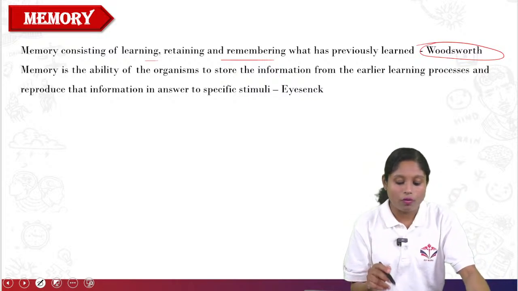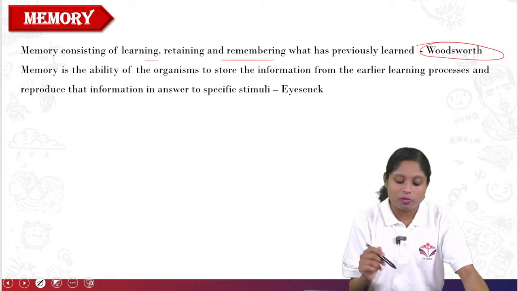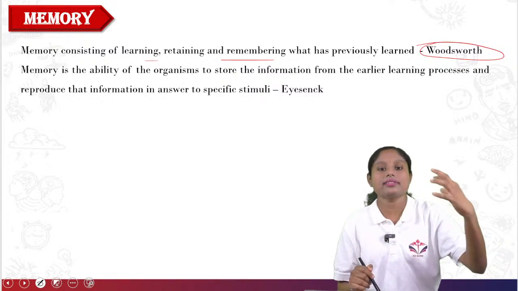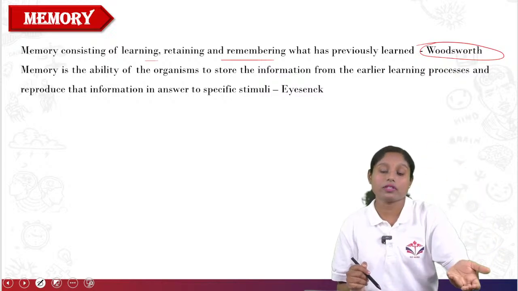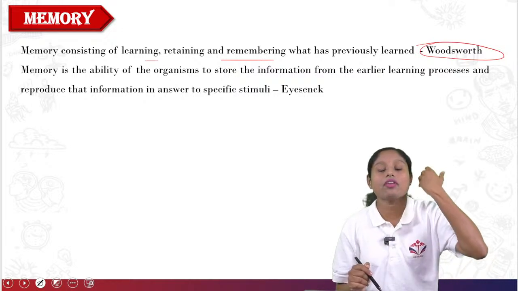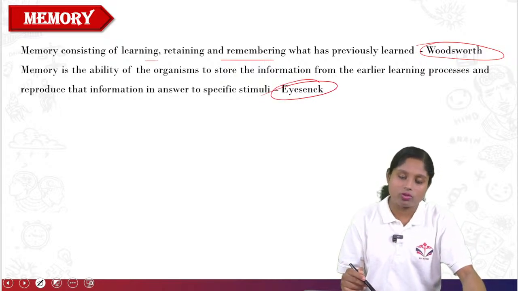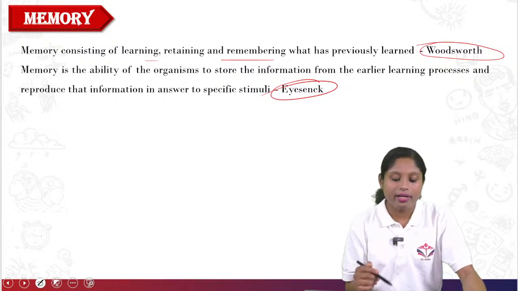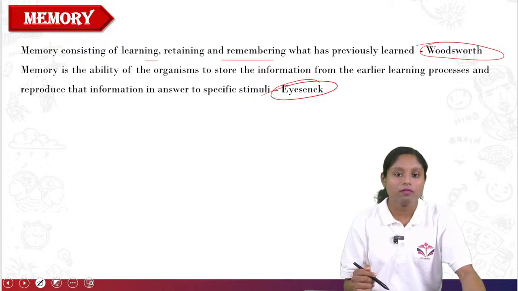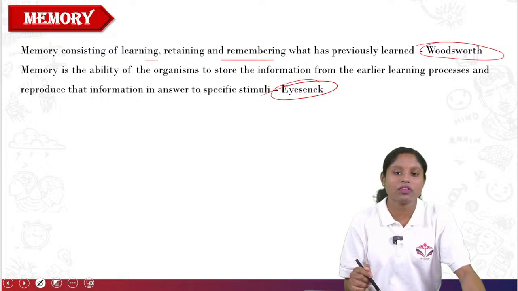Memory is the ability of organisms to store the information from earlier learning processes and reproduce that information in answer to specific stimuli. So when they studied something previously, they stored it, and when the time comes after 1 week or 2 weeks, if they can reproduce that memory, then it is known as memory. That is as defined by Eysenck. So these are the definitions of memory. Memory consists of learning, retaining and remembering what has previously been learned, by Wordsworth.